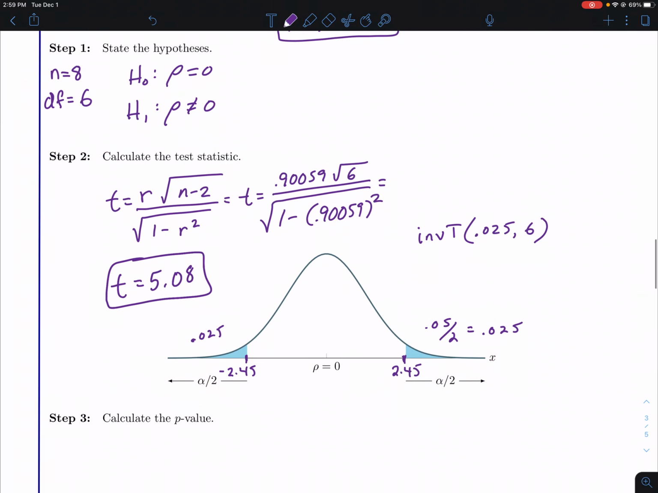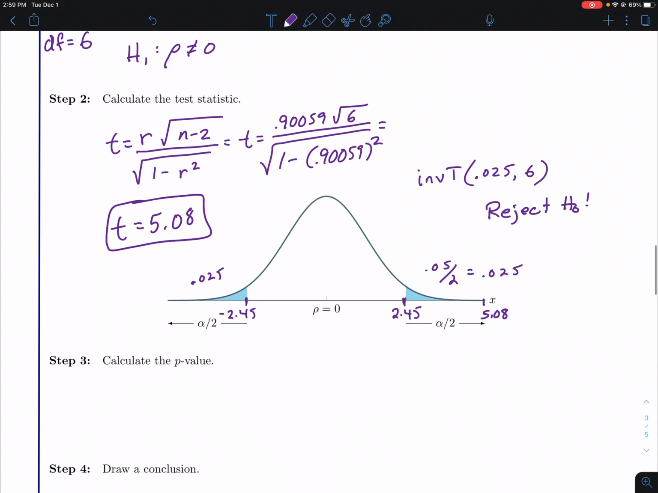In terms of our picture, that means this is going to fall somewhere up in this area, or maybe even further up. So what do you think? Just by looking, does this look like it's going to be a fail to reject or a reject? Yeah, this looks like it's going to be a reject H naught, but I like to check ourselves. So let's also do this with the tcdf as a way to do this.